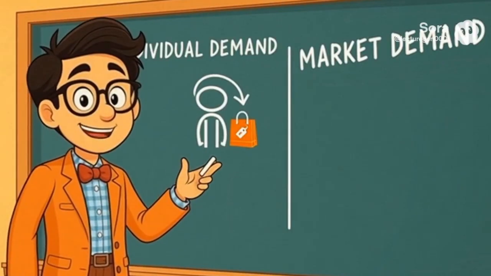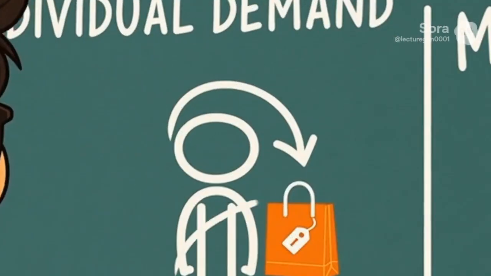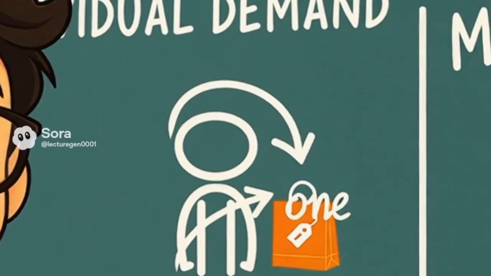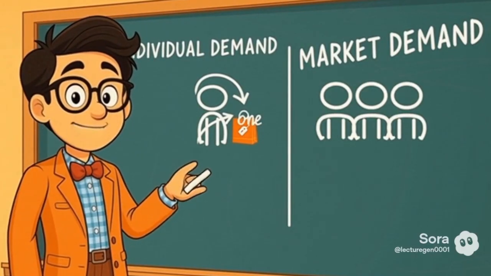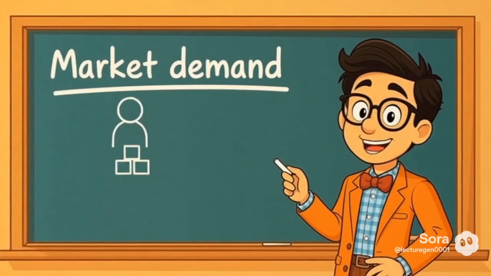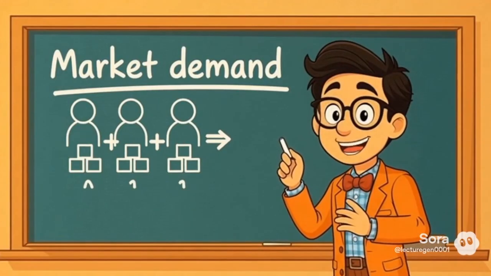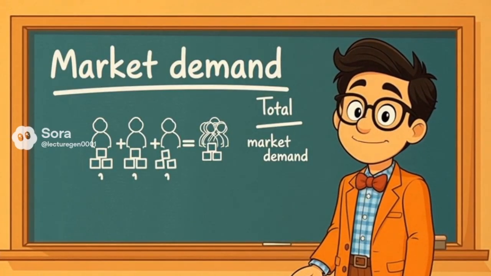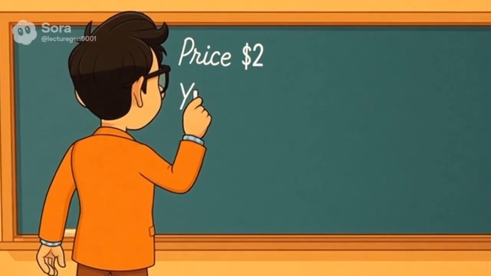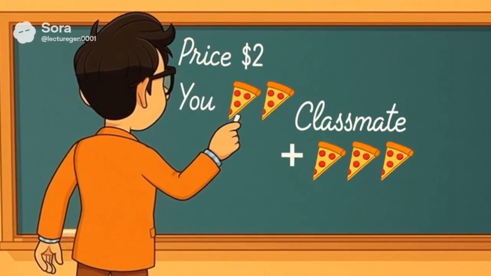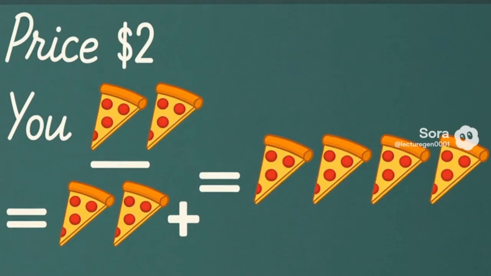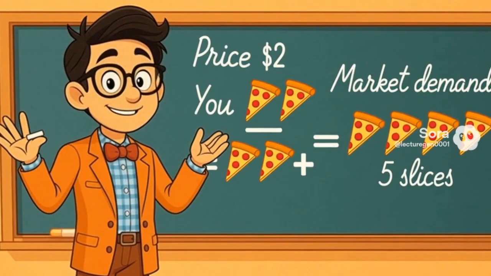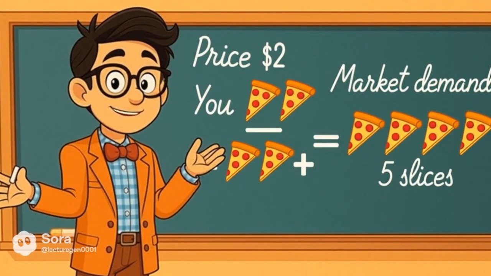Now, economists distinguish between individual demand and market demand. Individual demand refers to one consumer's demand for a good. Market demand, on the other hand, is the sum of all individual demands in the market. We add up everyone's quantities at each price to get the total market demand curve. For example, if you would buy 2 slices of pizza at $2 and your classmate would buy 3, the market demand at that price is 5 slices total.